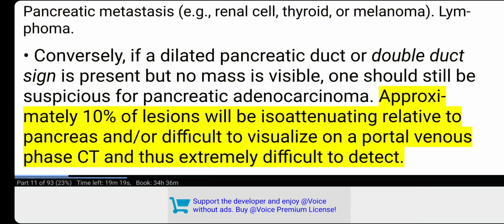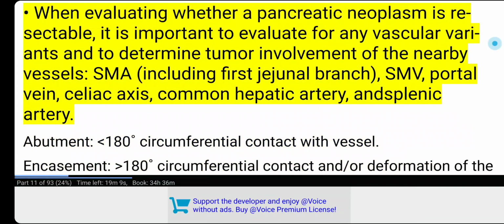Approximately 10% of lesions will be isoattenuating relative to pancreas and/or difficult to visualize on a portal venous phase CT and thus extremely difficult to detect. When evaluating whether a pancreatic neoplasm is resectable, it is important to evaluate for any vascular variants and to determine tumor involvement of the nearby vessels: SMA, including first jejunal branch, SMV, portal vein, celiac axis, common hepatic artery, and splenic artery.